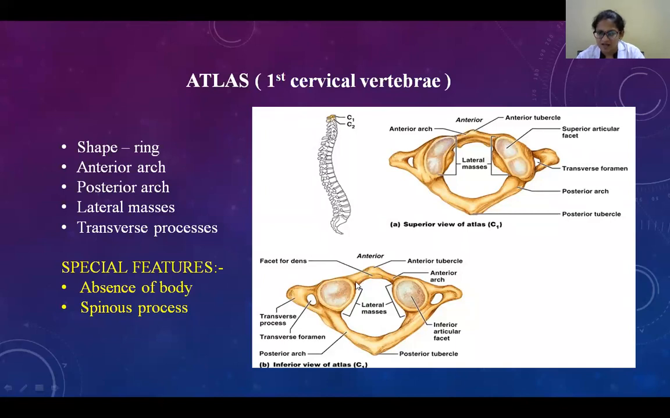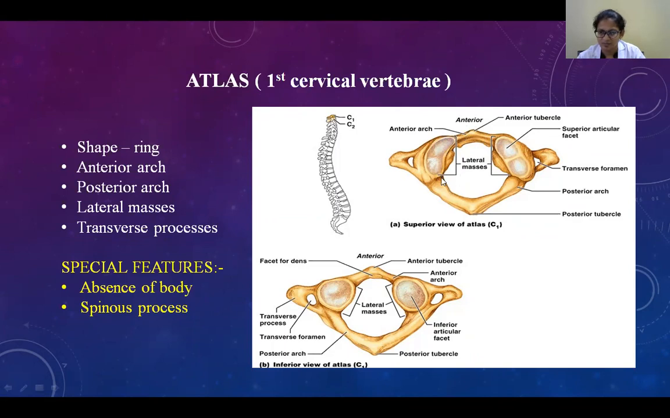This upper border gives attachment for the anterior atlanto-occipital membrane. Whereas this lower border gives attachment for the anterior longitudinal ligament. And next, this anterior tubercle also gives attachment for the anterior longitudinal ligament. This is about the anterior arch.